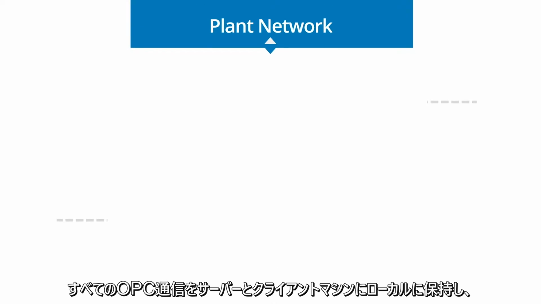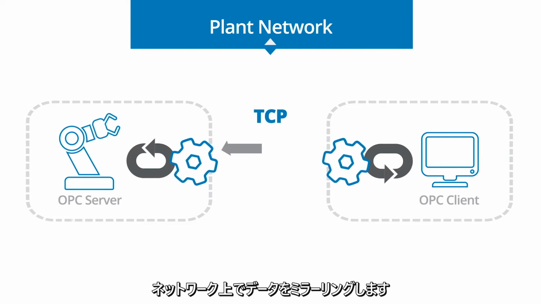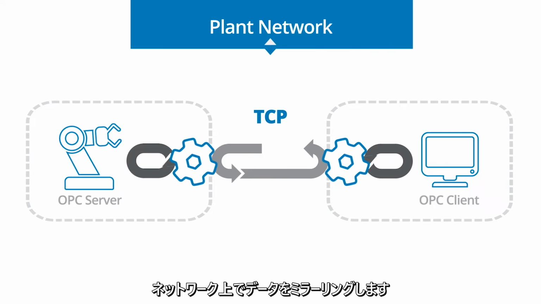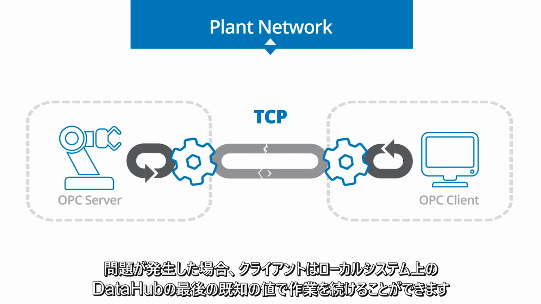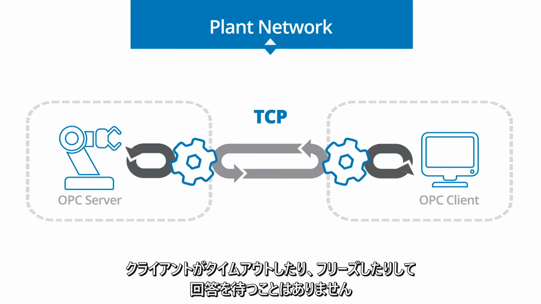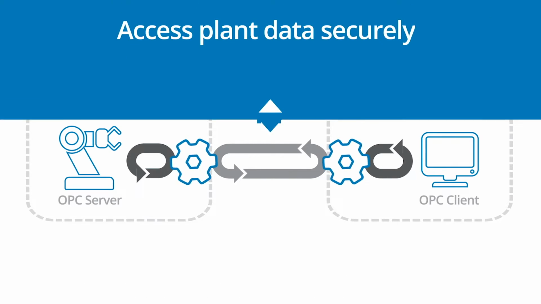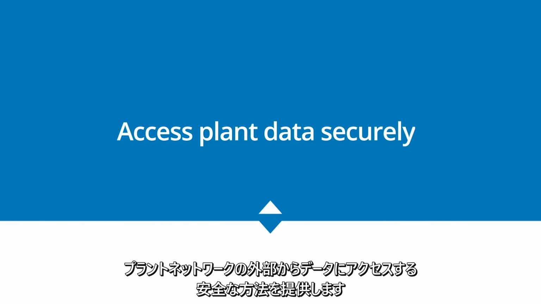It keeps all OPC communication local to the server and client machines, and then mirrors the data across the network. When there's a problem, the clients can keep working with the last known values from the DataHub on their local system. When the network comes back up, both DataHubs synchronize automatically. The clients never time out or freeze, waiting for an answer. The DataHub fixes OPC networking within your plant. It also provides a secure way to access your data from outside the plant network.